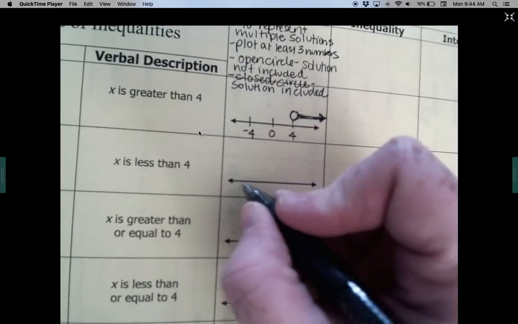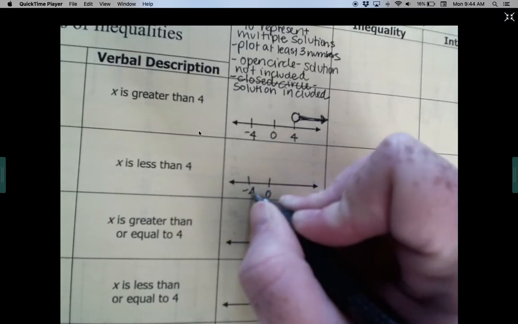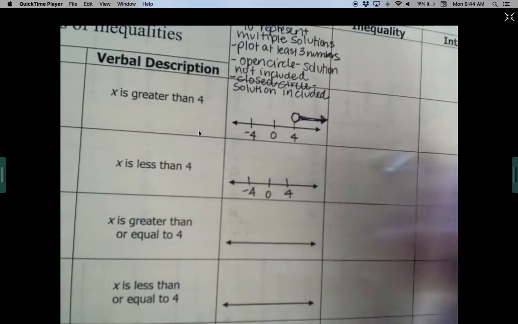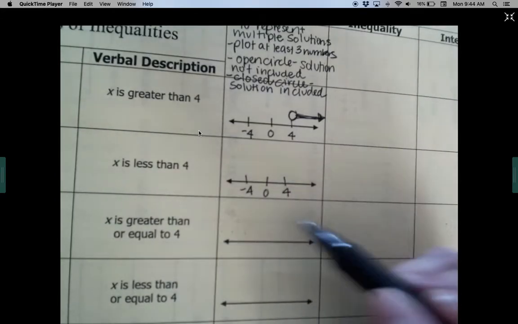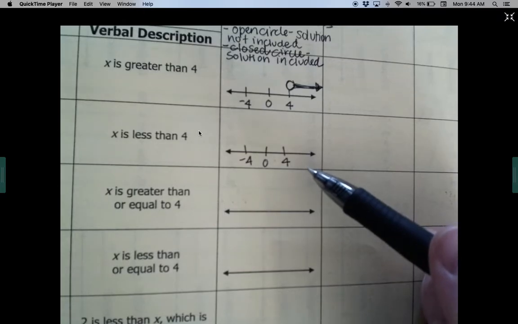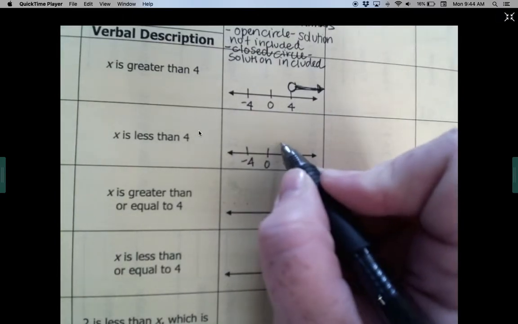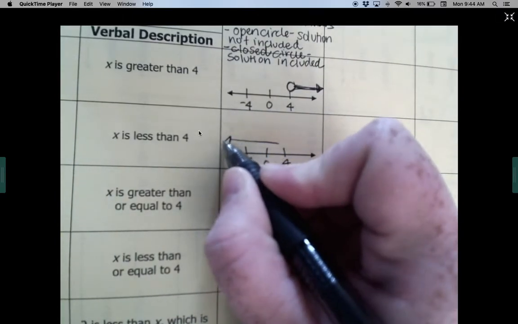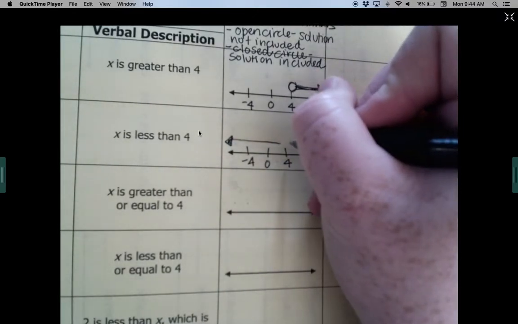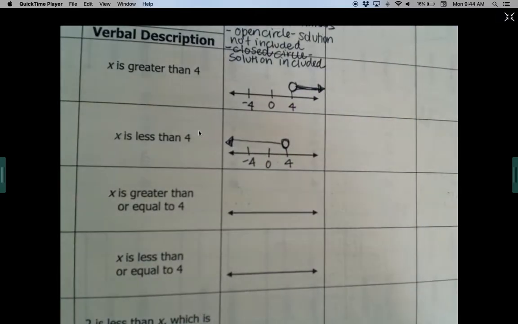x is less than 4. I would still include a 0, a -4, and a 4. There's no right or wrong numbers to include on your number line, but it's easy to include the negative, the 0, and the positive. If x is less than 4, it's going to go to the left. Is 4 less than 4? No, so will it include 4? So it will be what we call an open circle.